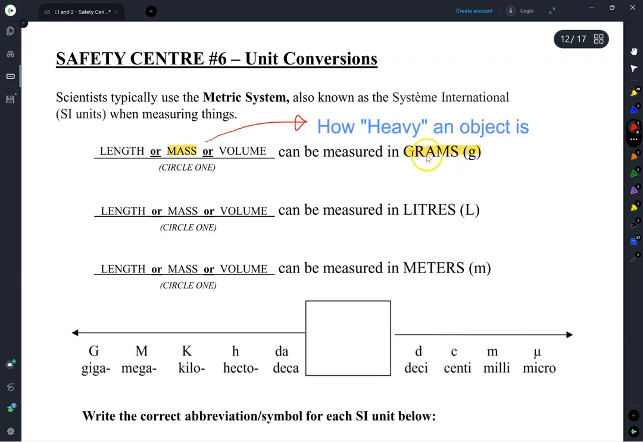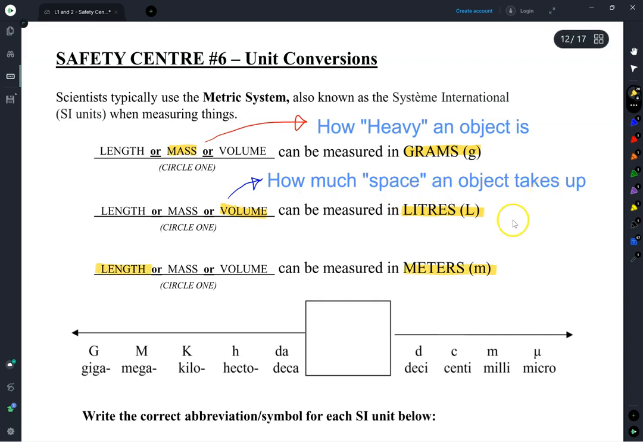The grams, which has a symbol of a lowercase g, measures the mass of an object, or how heavy the object is. Meanwhile, liters, with a symbol of capital letter L, measures the volume of a substance, so how much space an object takes up. And finally, the one that you are probably most familiar with is meters, lowercase m is the symbol. It measures the length of an object.